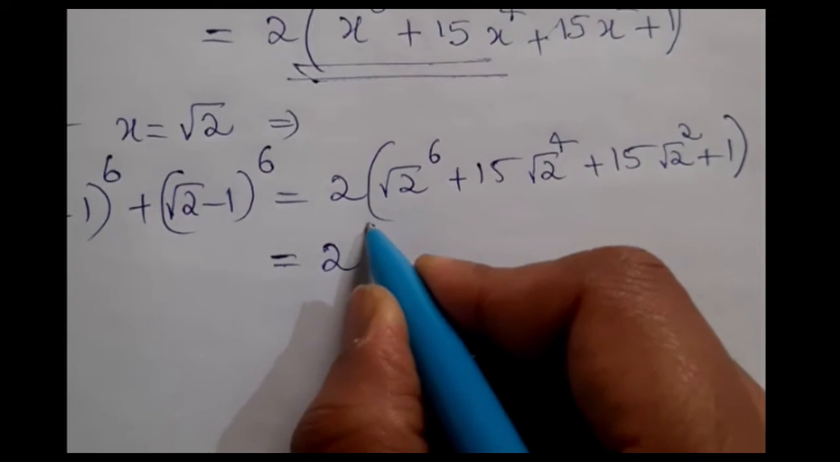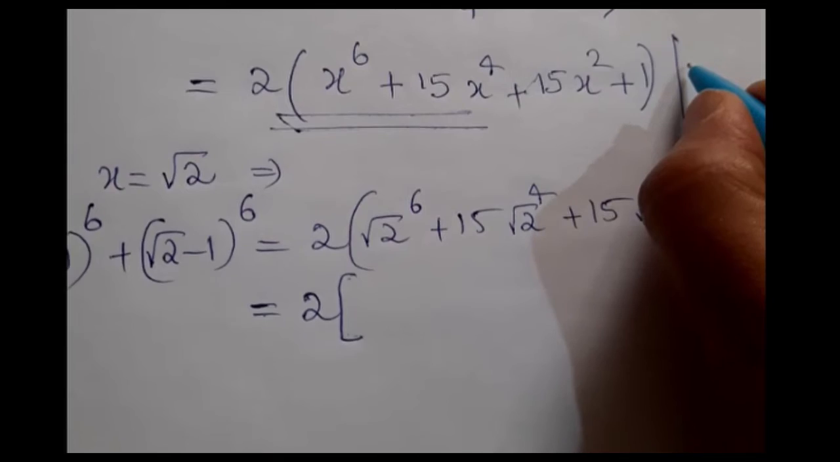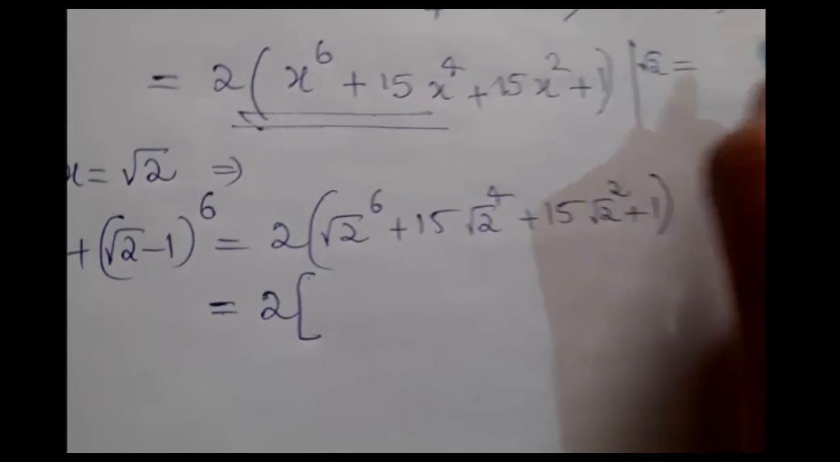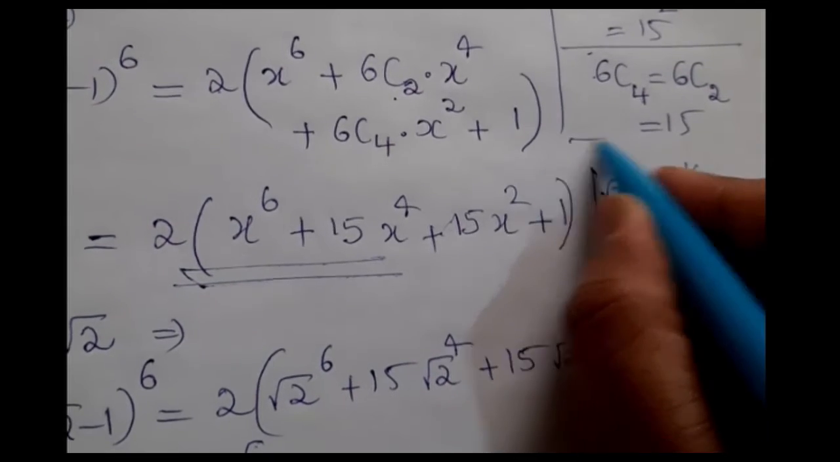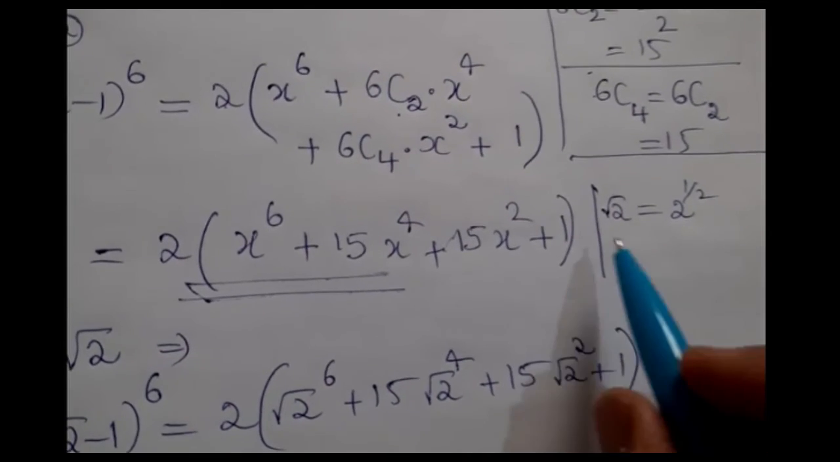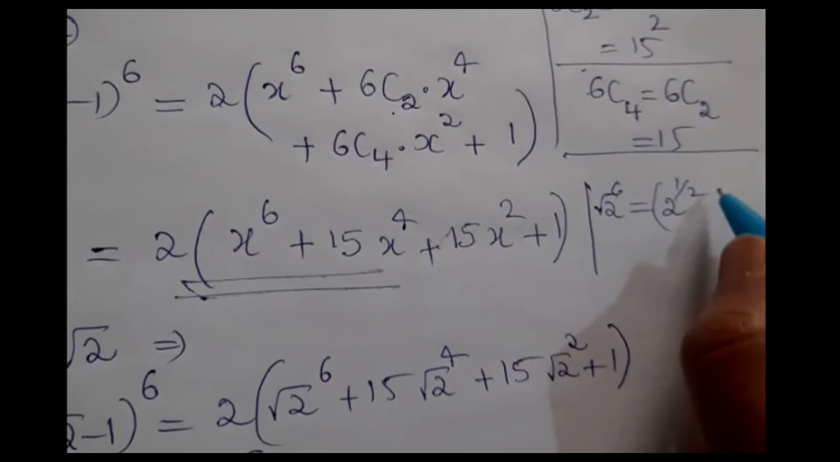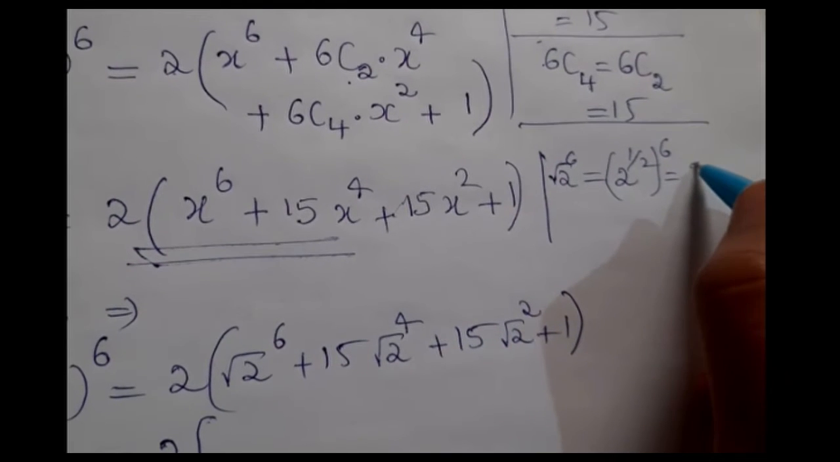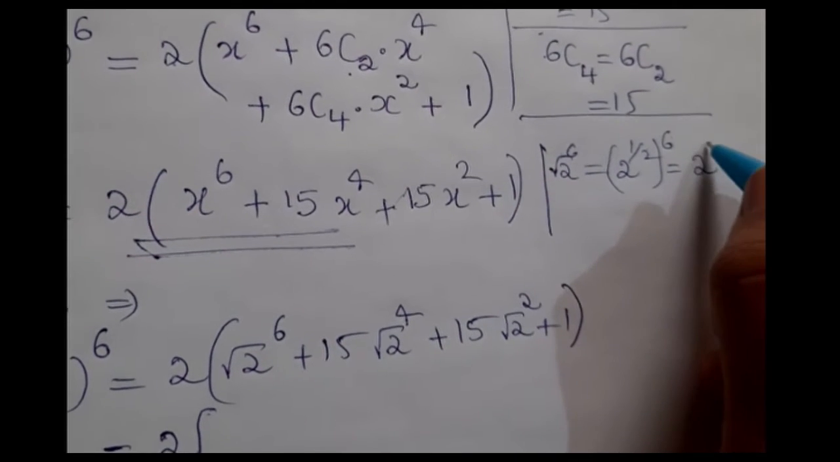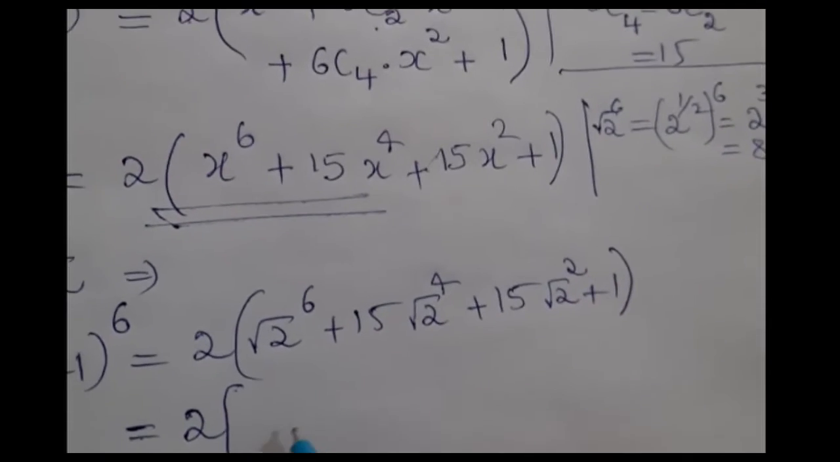Now this becomes 2 multiplied with. How to evaluate root 2 power 6? Root 2 is nothing but 2 power half in the fractional index. Root is nothing but power half. So root 2 power 6 becomes 2 power half whole power 6, which will become 2 to the power of half of 6, which is 3. So 2 cube. And what is 2 cube? It is equal to 8.